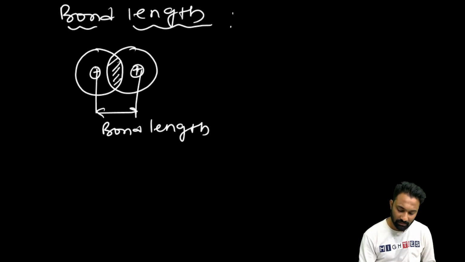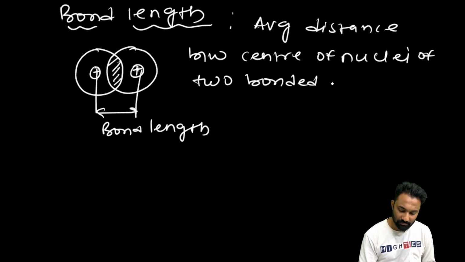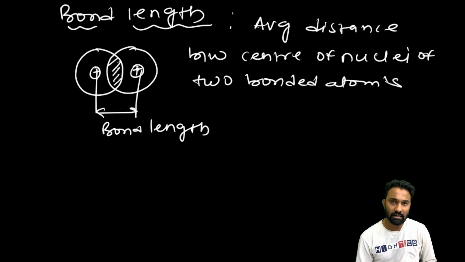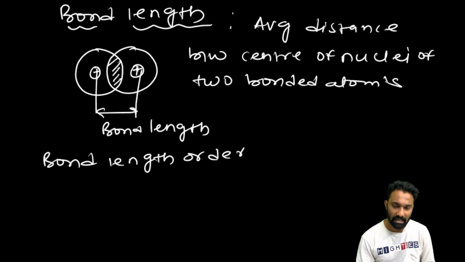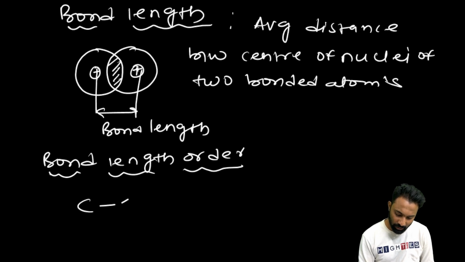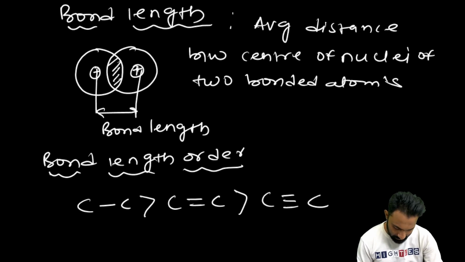What is the definition of bond length? Average distance between the centers of nuclei of 2 bonded atoms. Clear? Now bond length order, this is very important. If they ask in which case the bond length is higher, the single bond has the highest bond length, next the double bond, next the triple bond. Clear?